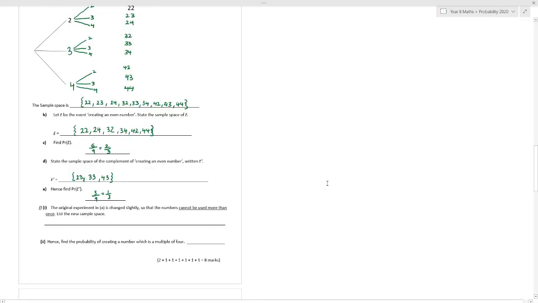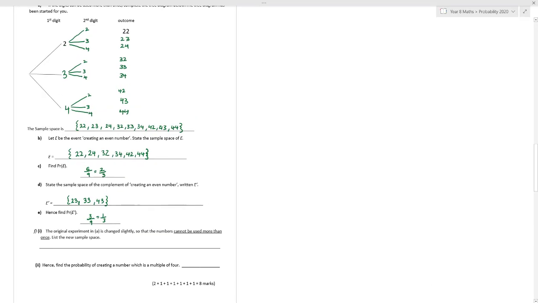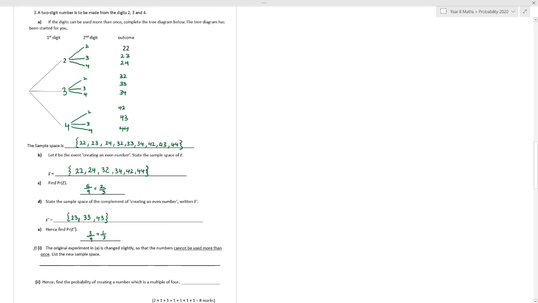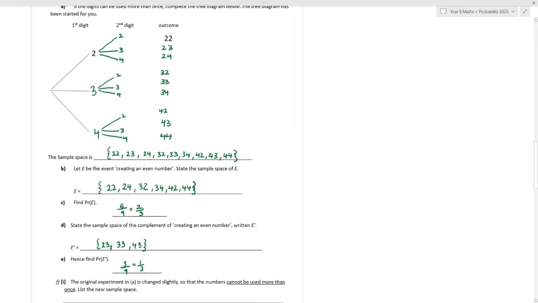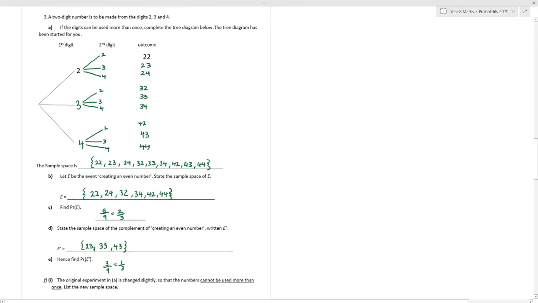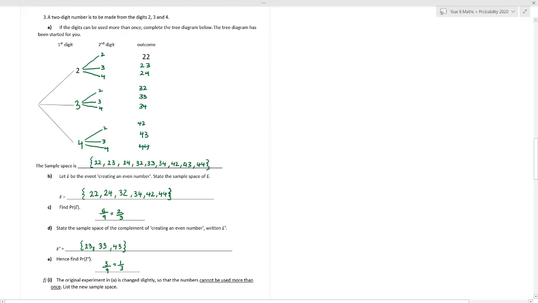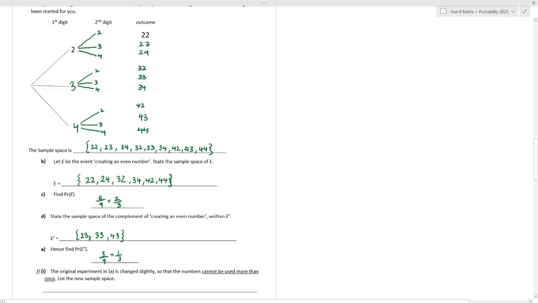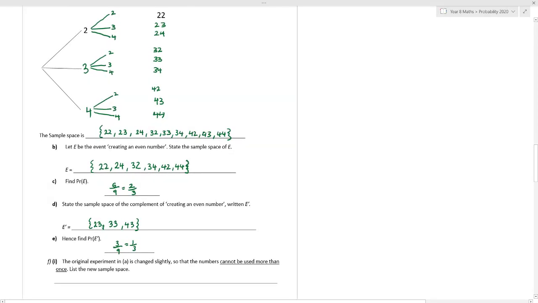As you can see, we had to draw a tree diagram, and what we've done is list the outcomes here. We've got a total of 9 outcomes, which you can see. We've got 2, 2, 2, 3, 2, 4, and so on. The sample space is listing all of those outcomes. So we've listed those together, and there's my total of 9 outcomes.